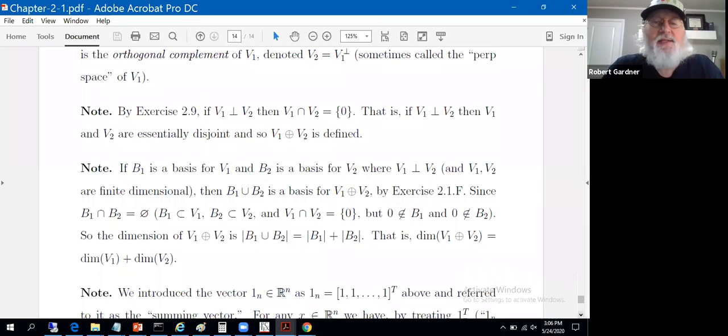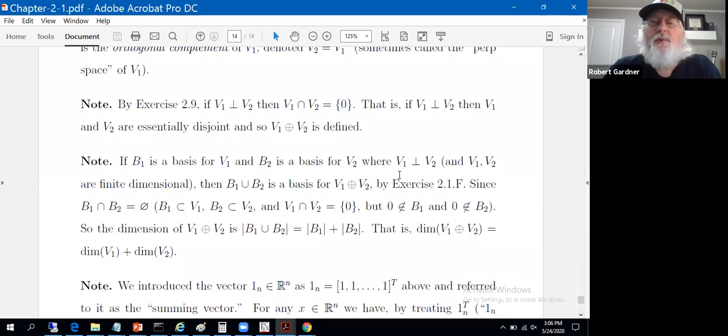How about some bases of these things? Well, the arithmetic is nice, the dimensions are nice. If B1 is a basis for vector space V1 and B2 is a basis for vector space V2, where V1 and V2 are orthogonal vector spaces, need them to be finite dimensional because we're going to do some addition down here. We don't want to do addition with infinite cardinals here. Claim is the union of those bases is a basis for the direct sum of those two vector spaces. This is established in one of the exercises as well.